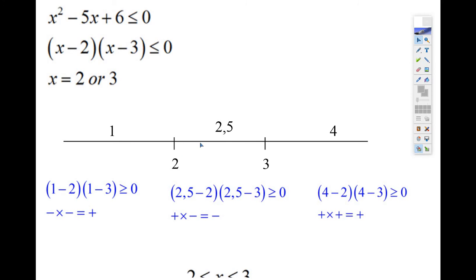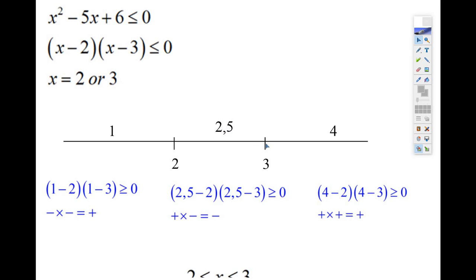So the answers are probably going to be on the inside, in between 2 and 3, but let's just try 2.5. 2.5 minus 2 is positive a half. 2.5 minus 3 is negative a half. And a positive times a negative is a negative. So 2.5 is an answer. It gives you a value that is less than 0 when you put it into this expression.